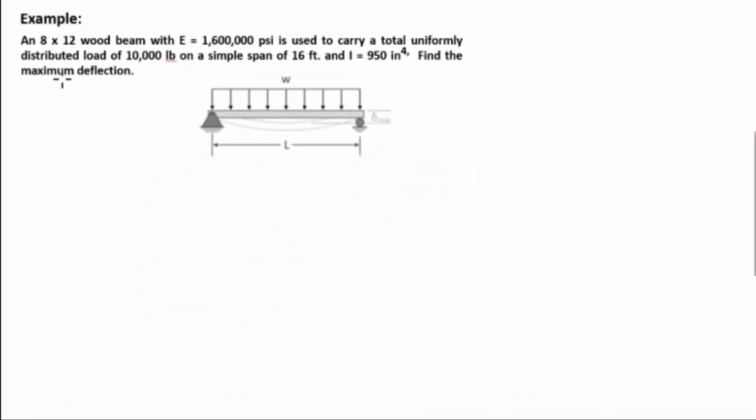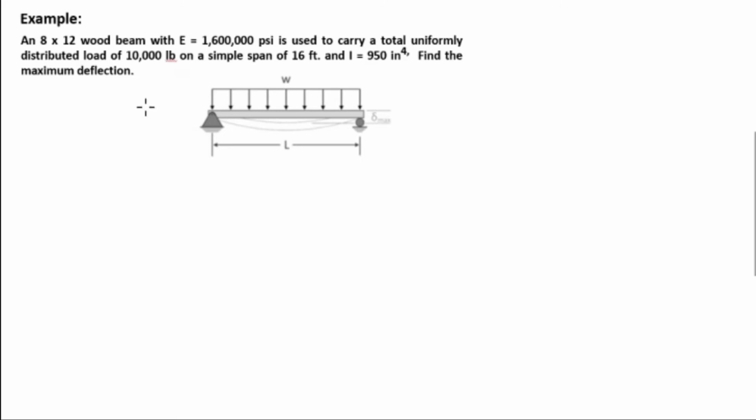Example number 1. An 8 by 12 wood beam with E equal to 1,600,000 psi is used to carry a total uniformly distributed load of 10,000 pounds on a simple span of 16 feet, and I equal to 950 inch to the fourth.